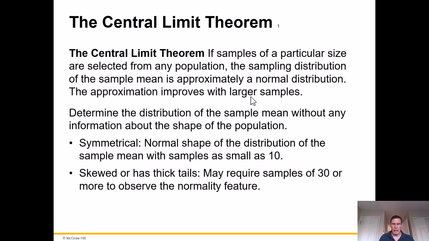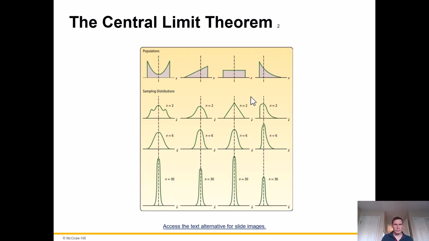It can determine the distribution of the sample mean without any information about the shape of the population. If the population is symmetrical, you may see the normal shape of the distribution of the sample mean with samples as small as 10. If it is skewed or has thick tails, it may require samples of 30 or more in order to observe normality. So the bigger the sample, especially if you've got numbers all over the place, you just need more data points within that sample to make it look normal. Think about the bell curve, the normal distribution.